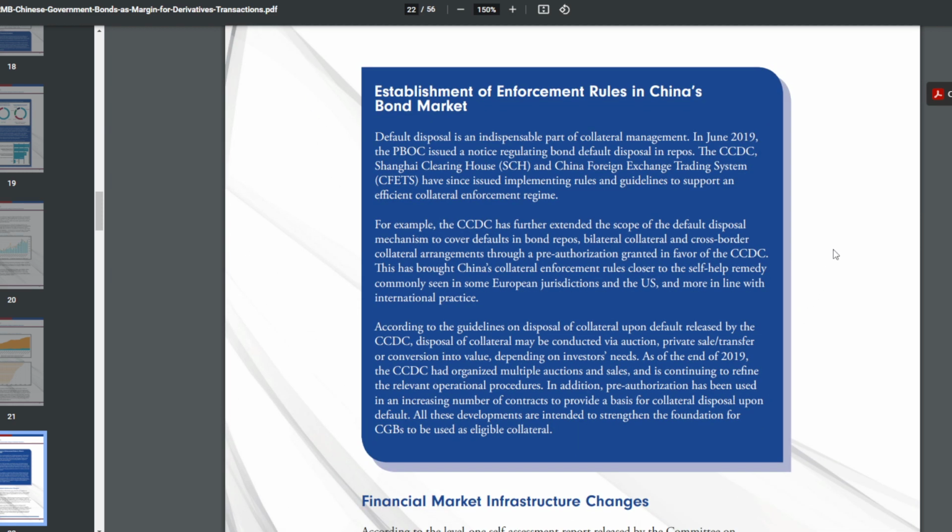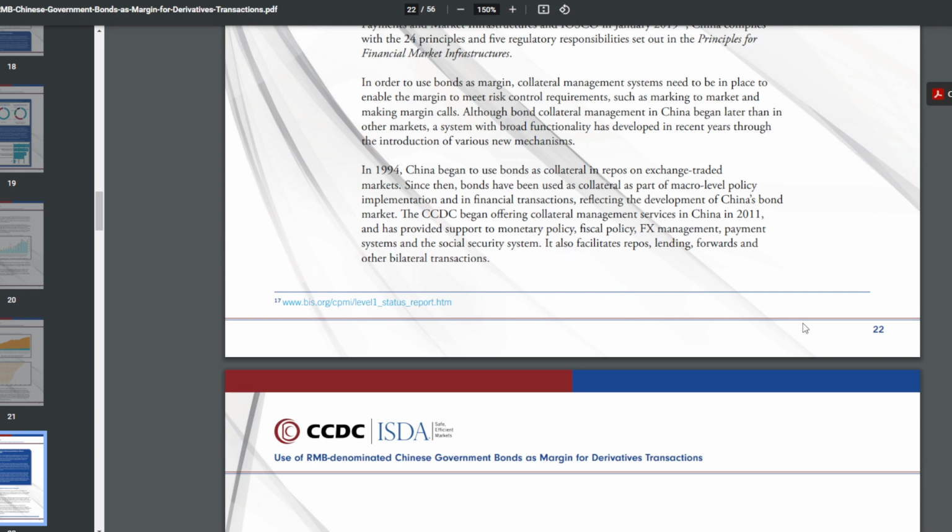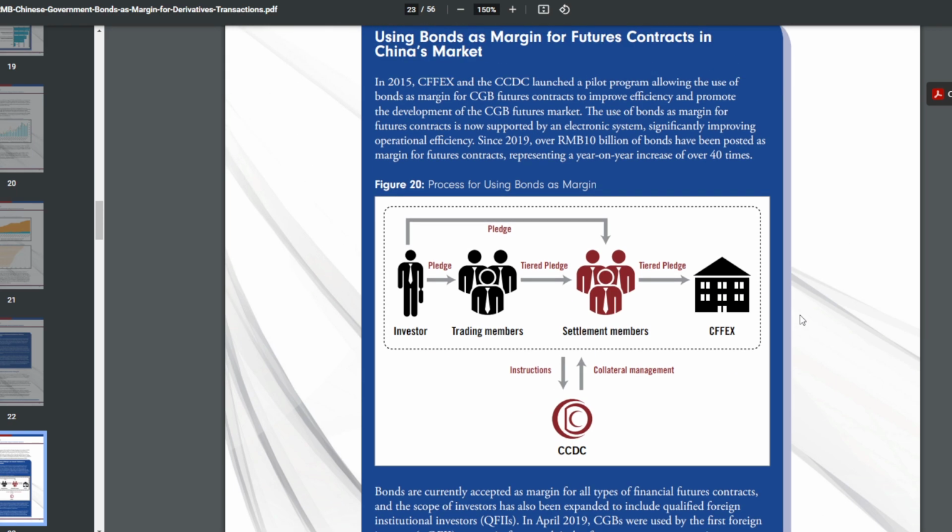So moving on, let's see if I can find, and it is a really long document. Like I said, I highly suggest you go through and read it for a better understanding yourself, right? But we can take a look at this. In 2015, the CCDC launched a pilot program allowing the use of bonds as margin for Chinese government bond futures contracts. So again, what they're proposing is not going to be used for just futures contracts because that's how it is now. So you could use Chinese government bonds for futures contracts, but now you're going to be able to use these bonds for basically all OTC derivative trades if this goes through.